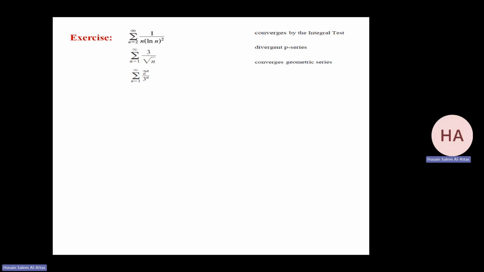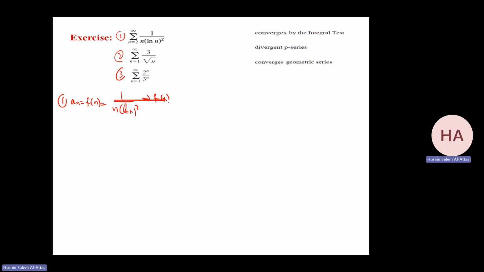First one. I have the summation of 1 over n (ln n) squared, starting from 2, because if I start from 1, I have a problem here. So starting from 2. So let me call this 1, 2, 3. What is my a_n? a_n is f of n. That will be 1 over n (ln n) squared.